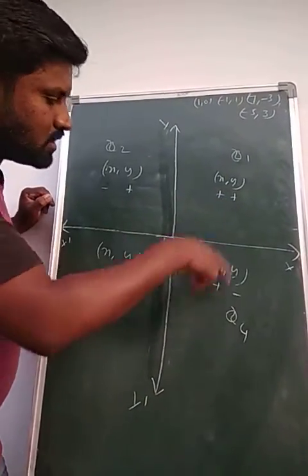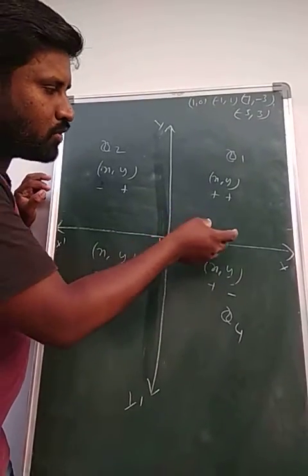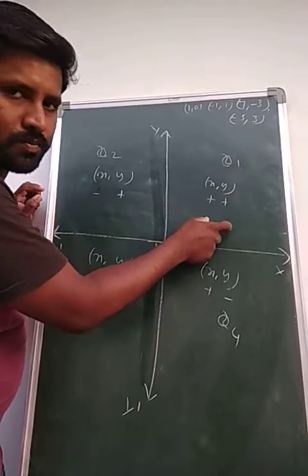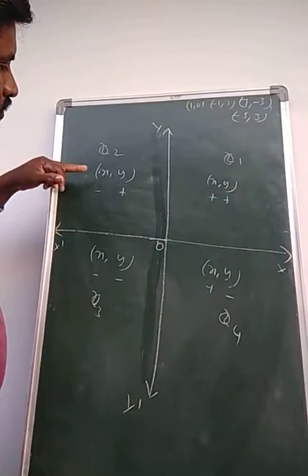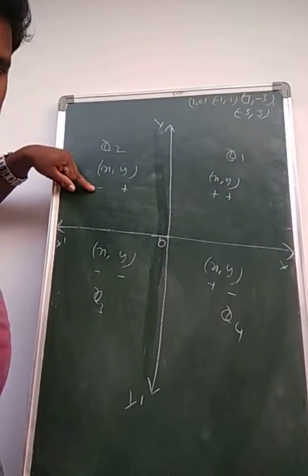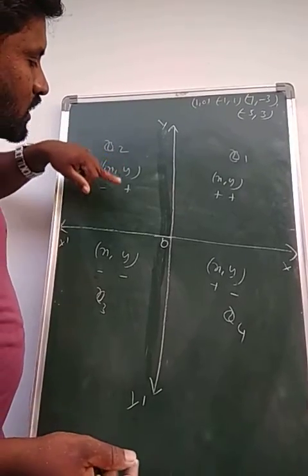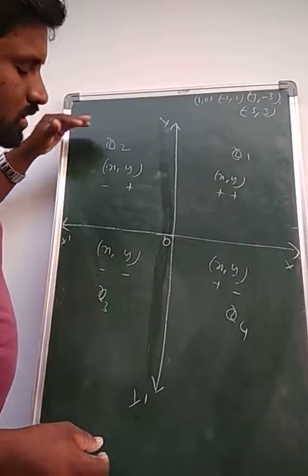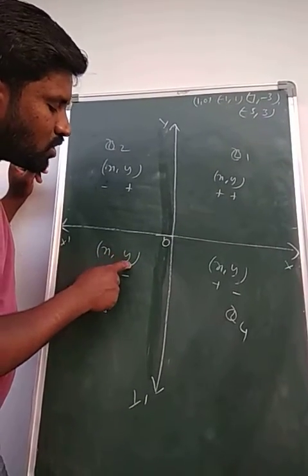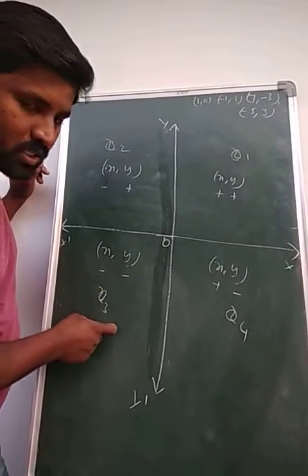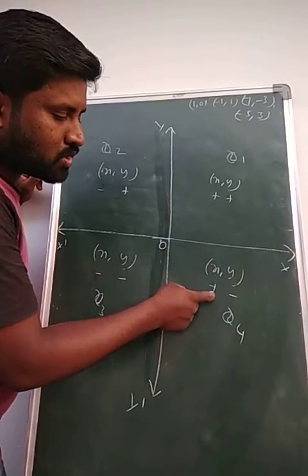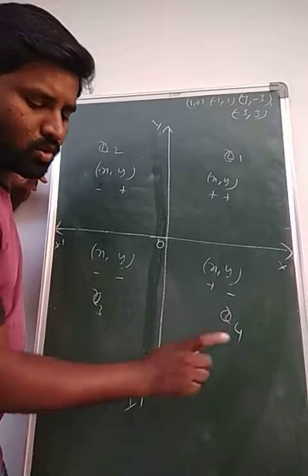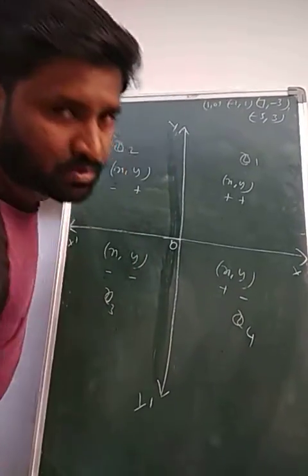If you get both positives, the point is in quadrant 1. If the x coordinate is negative and the y coordinate is positive, it belongs to quadrant 2. If both the x and y coordinates are negative, it is in quadrant 3. If the x coordinate is positive and the y coordinate is negative, it will be in quadrant 4. So this is just for understanding purpose.